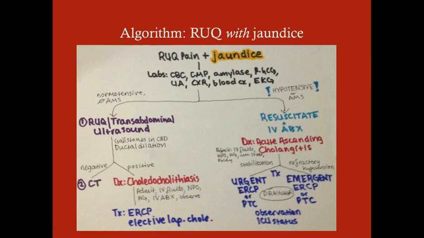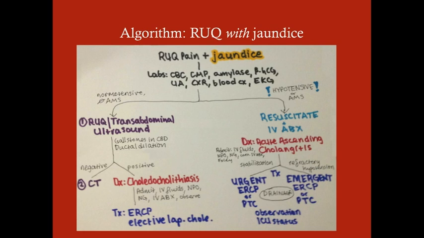So what if they do have right upper quadrant pain plus jaundice? We're going to get all those same labs. However, we might want to add to that blood cultures because a lot of these patients already have or may be at risk for acute ascending cholangitis. What we're going to do initially is going to depend on how healthy they appear.